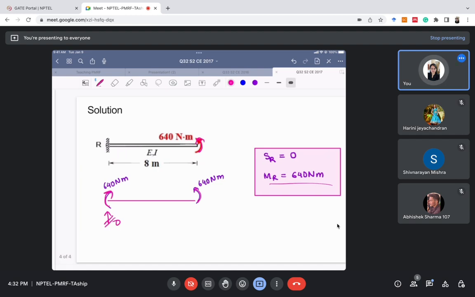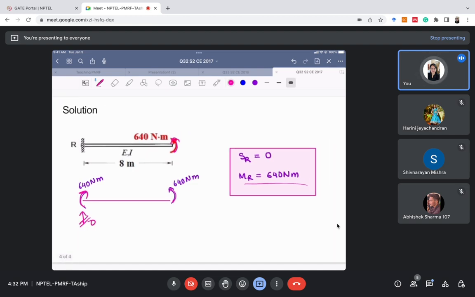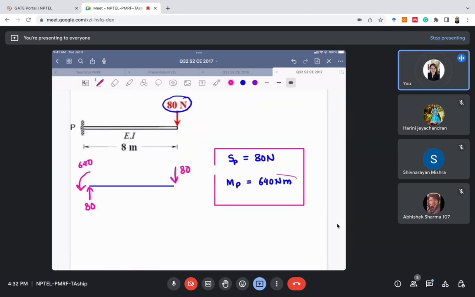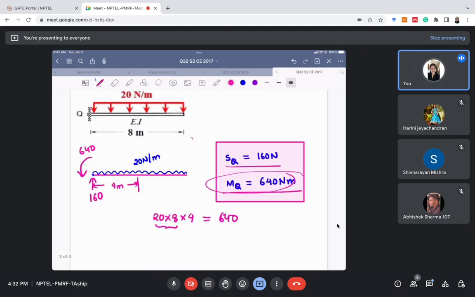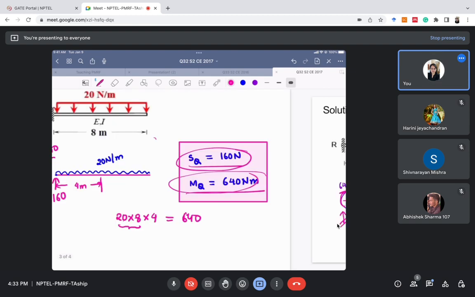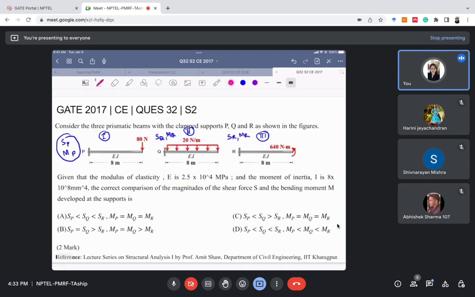So for all the three cases, we are getting the moment as 640 Newton meter, right? Just the shear force is changing. For the first case, shear force is 80. For the second case, the shear force is 160, and for the third case the shear force is 0. So SP is 80, SQ is 160, SR is 0, and the moment is 640 in all the cases, right? So let's see the first option here.